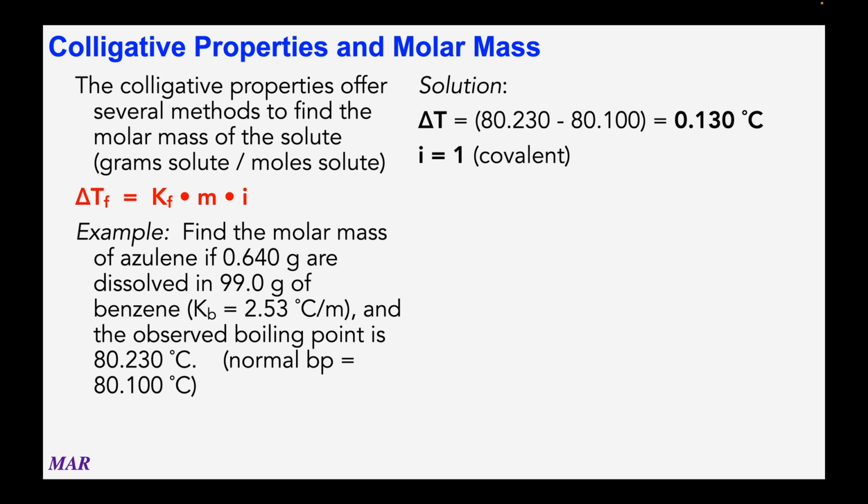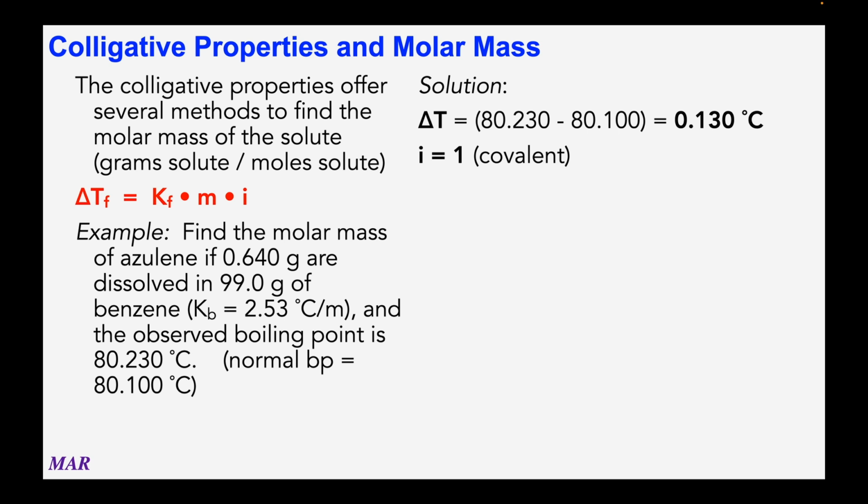There's a lot of instrumentation that does it, but it's also nice to have a chemical method to do it. So let's do an example of how you can find the molar mass for a boiling point solution problem. In this problem, we've got a compound called azolene, and azolene is being dissolved in benzene. By the way, these are both organic compounds, covalently bonded, so we don't have to worry about any i factors. We're putting 0.640 grams of azolene in 99.0 grams of benzene, and the boiling point of benzene, which was 80.100 degrees Celsius, goes up to 80.230 degrees Celsius. Not a big amount, but it is enough to allow us to find the molar mass of azolene.